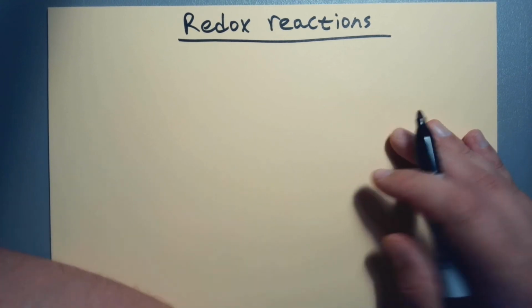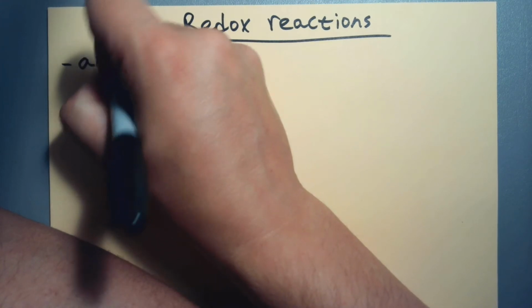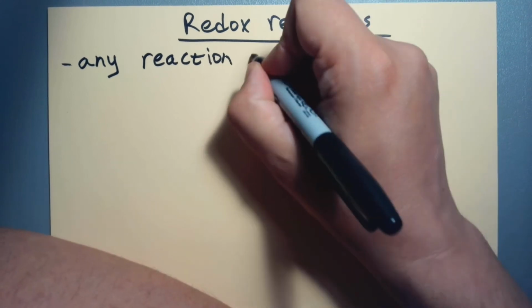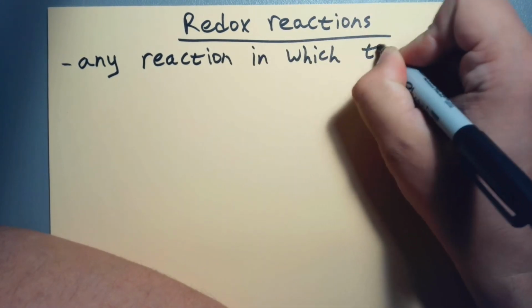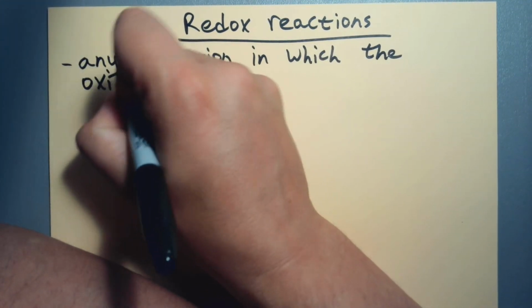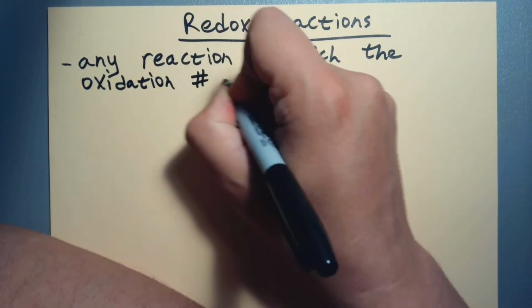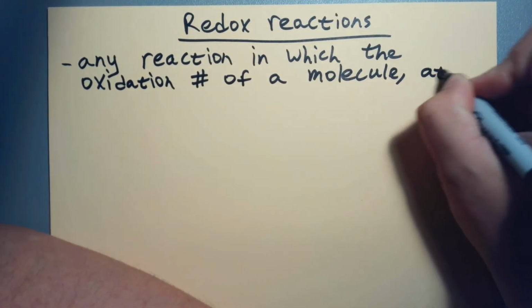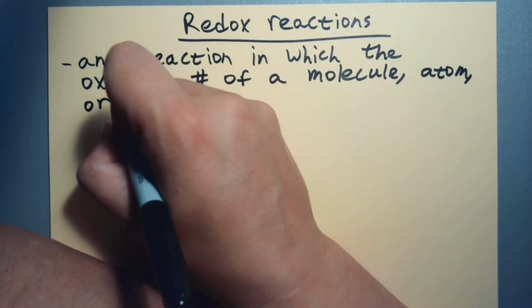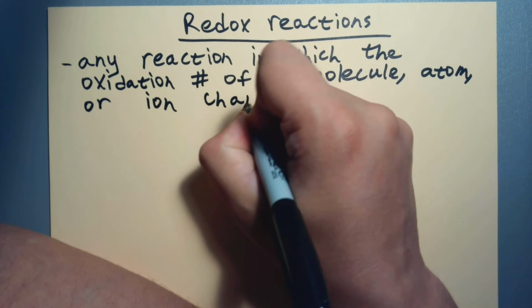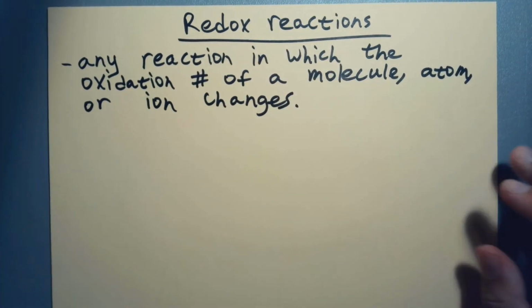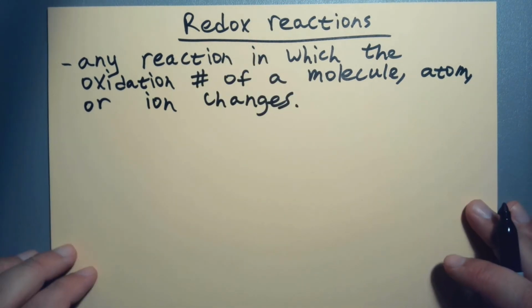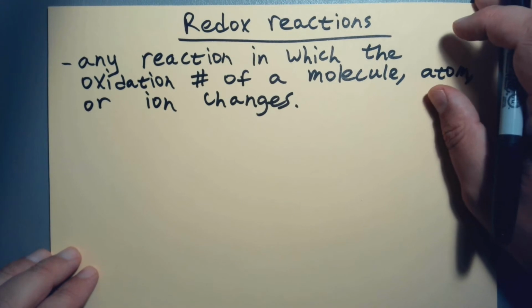So to start out, redox reactions. These are any reaction in which the oxidation number of a molecule, atom, or ion changes. So that's like your textbook definition. We're not really going to worry about oxidation number here. It's not really relevant to the level of discussion we're going to have.